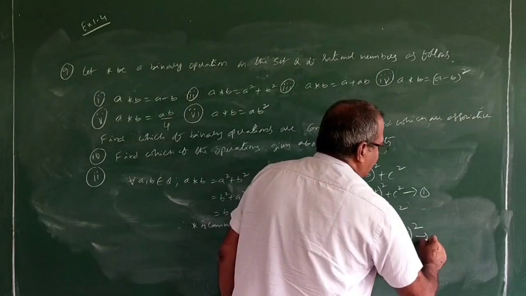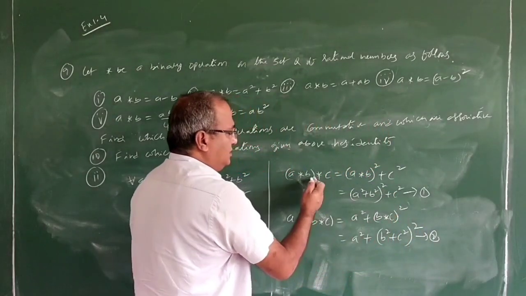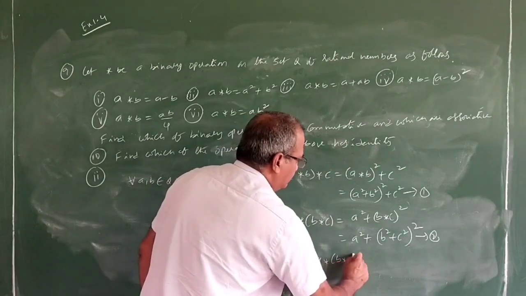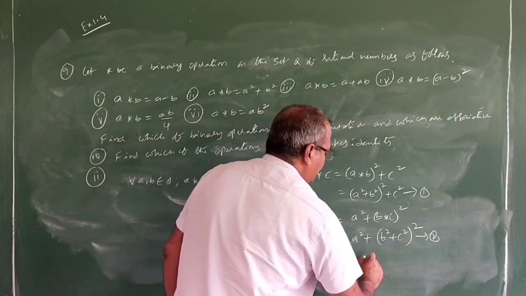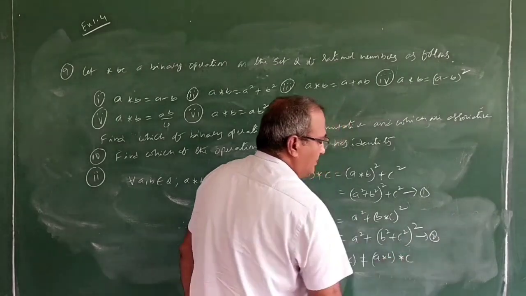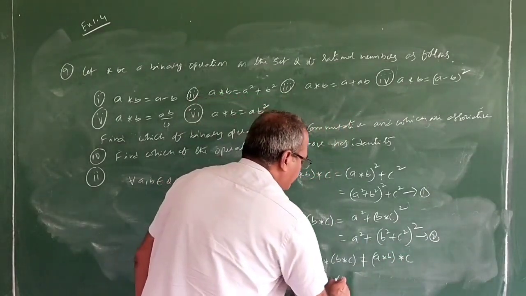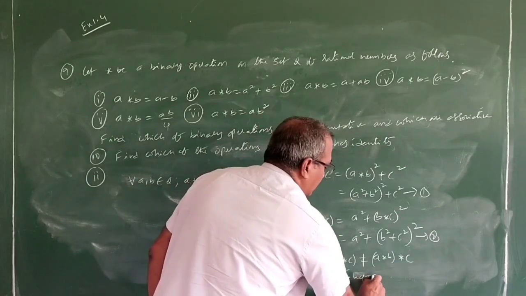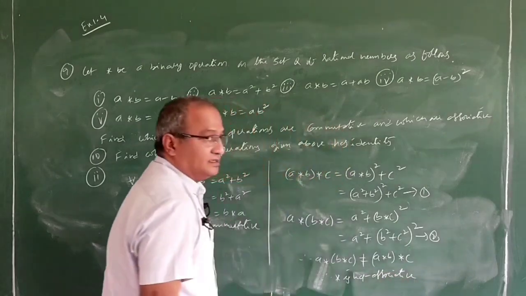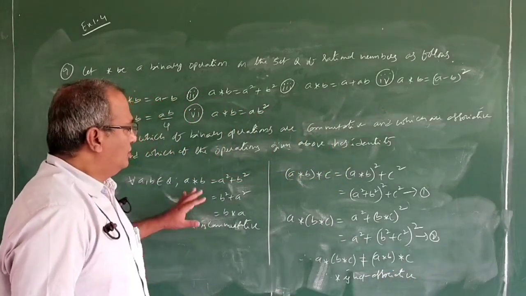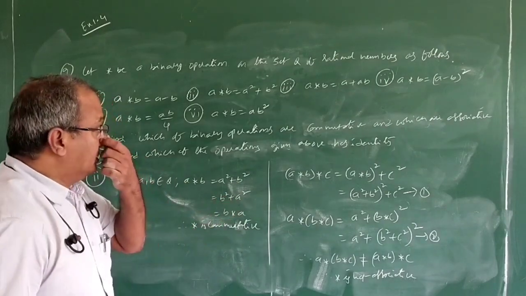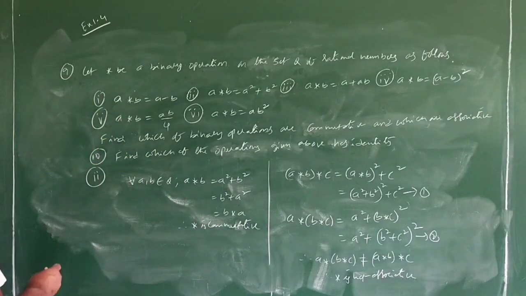So clearly, from 1 and 2, these two are not equal. Therefore, A star of B star C is not equal to A star B star C. Therefore, star is not associative. So two properties we have seen: it is commutative, but it is not associative. Now to get identity, what is the identity property?